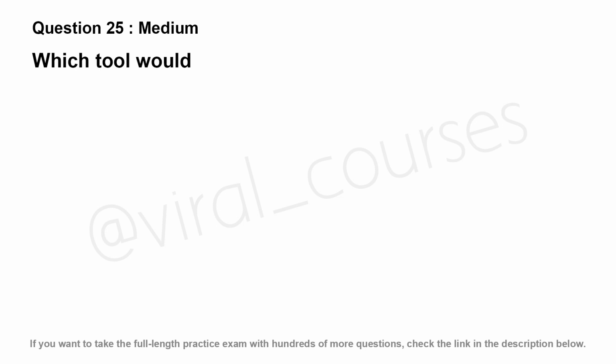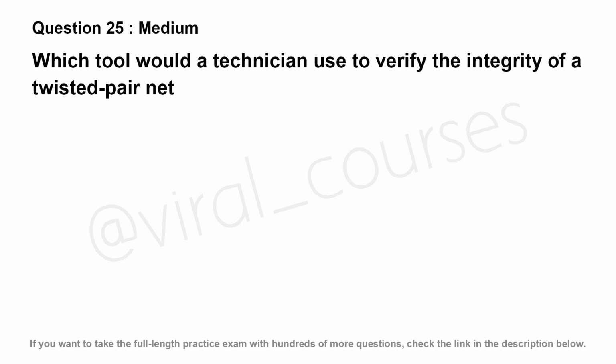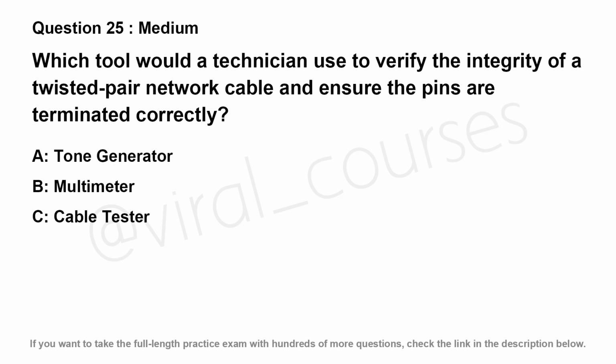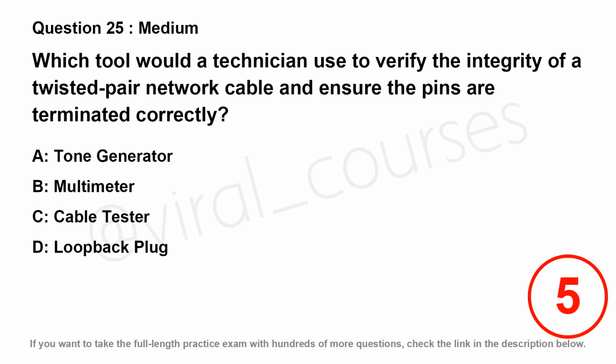Which tool would a technician use to verify the integrity of a twisted pair network cable and ensure the pins are terminated correctly? Option A. Tone generator. Option B. Multimeter. Option C. Cable tester. Option D. Loopback plug.